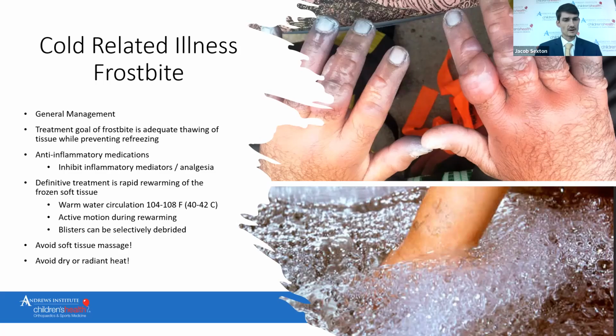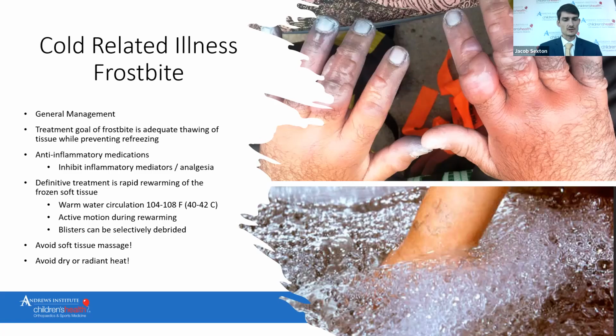Definitive treatment for frostbite is rapid rewarming of the soft tissue. So you can do this with warm water circulation at 104 to 108 degrees. You want to do active motion during the rewarming. And then for the most part, these blisters are sterile. So if they are not over a major joint line or not causing too many issues, you can leave them as they are.